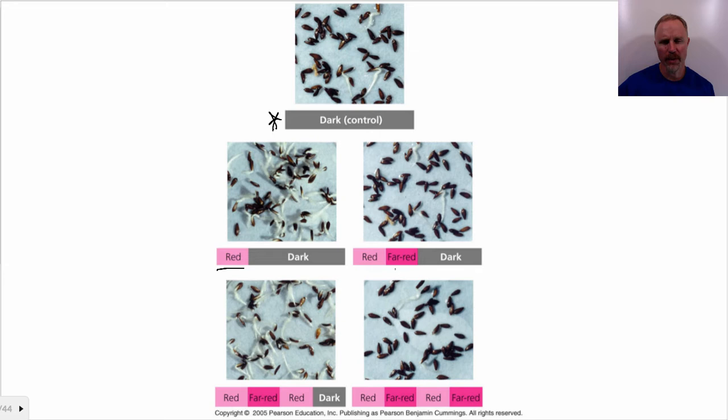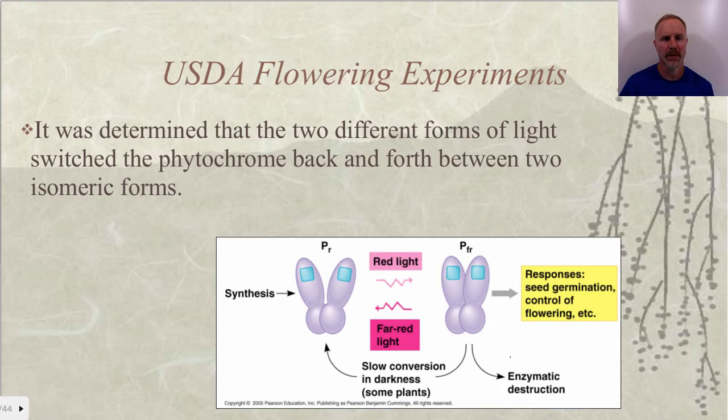And then when you beam it with red and then far red, which turns it off, again, no germination, okay? And then here, they're playing with it now. Again, red, far red, red. Red turns it on, okay? You get germination. And then over here, red, far red, red, far red. Far red, of course, turns it off. And then, again, no germination. So that's basically what they were doing.